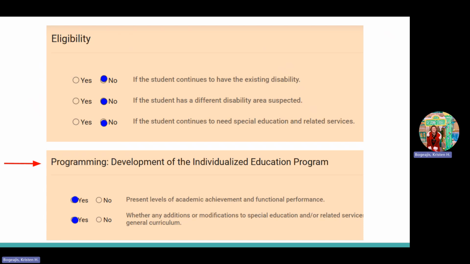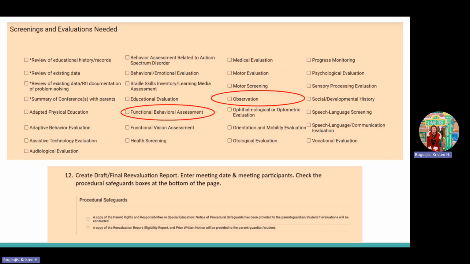Yes, whether any additional modifications to special education or related services are needed at this time. So for the programming change, you might be looking for additional time in social emotional learning. You might be looking for additional supports, like I said, in behavior. Those sorts of things would be a programming change, where you would see modifications to special education or related services.